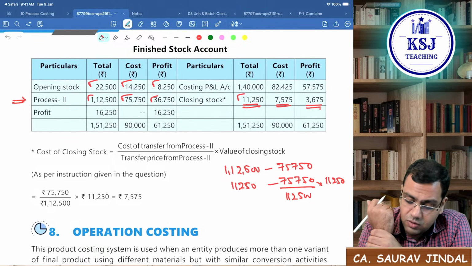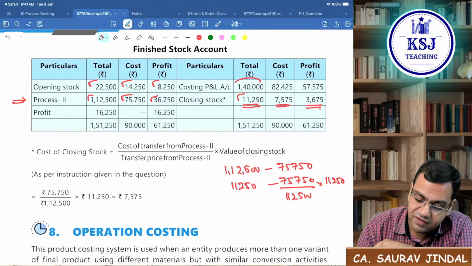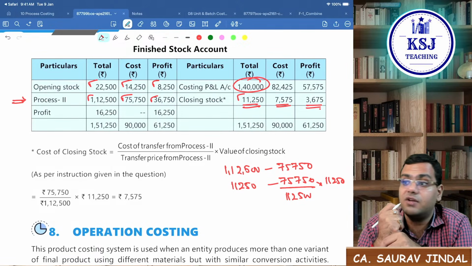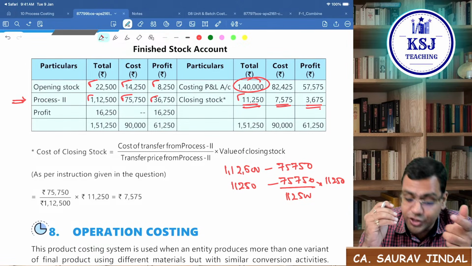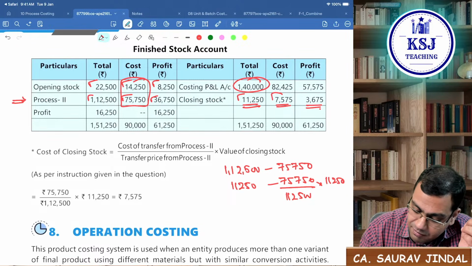Right? Now, the costing P&L. In the costing P&L, we are taking the sales. Sales is 1,40,000. You are selling the goods for 1,40,000. Now, what is the cost of those goods? The cost of those goods is this particular part minus this.